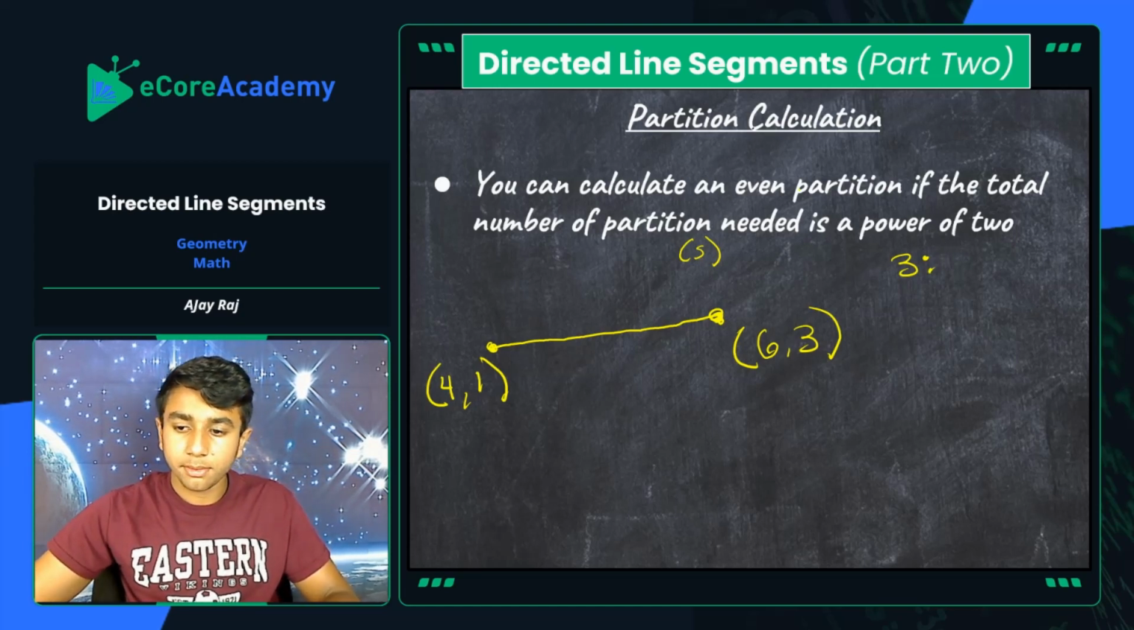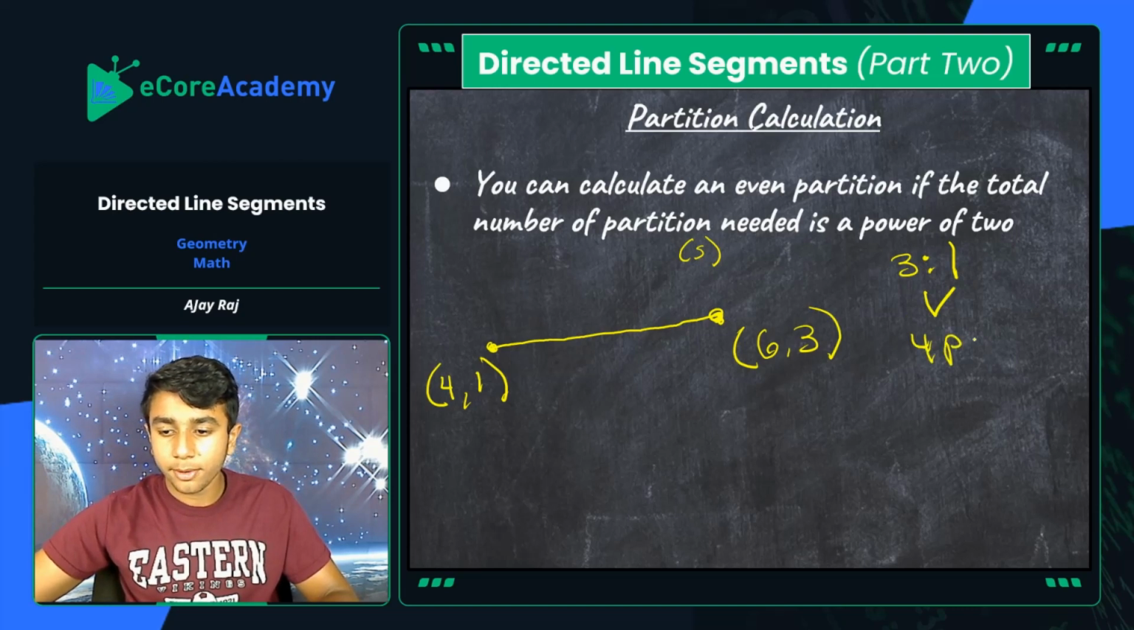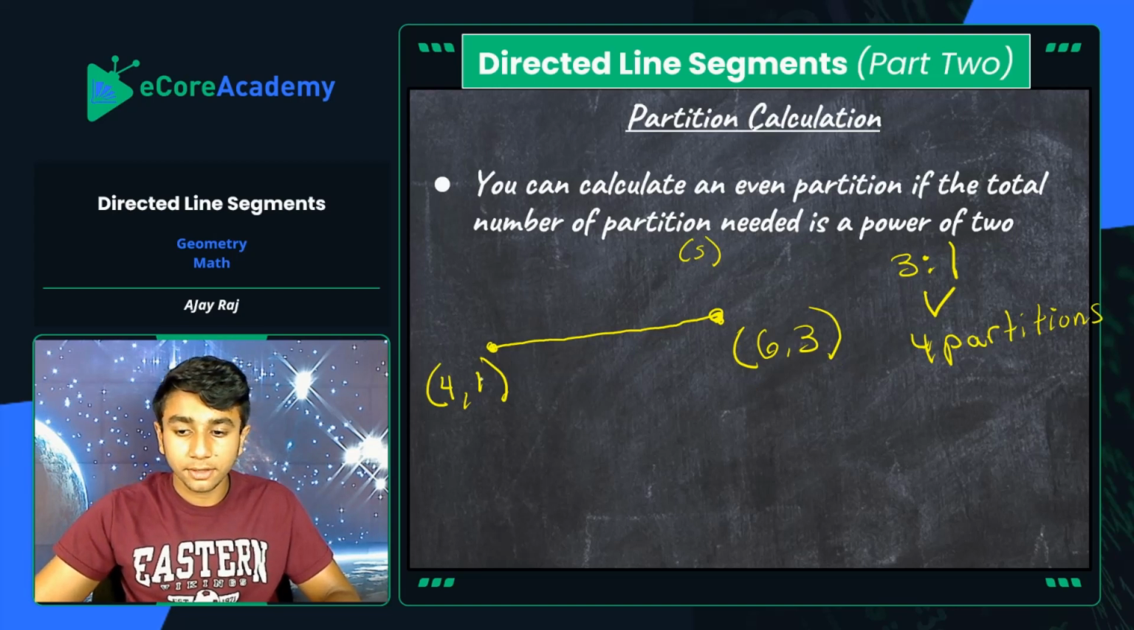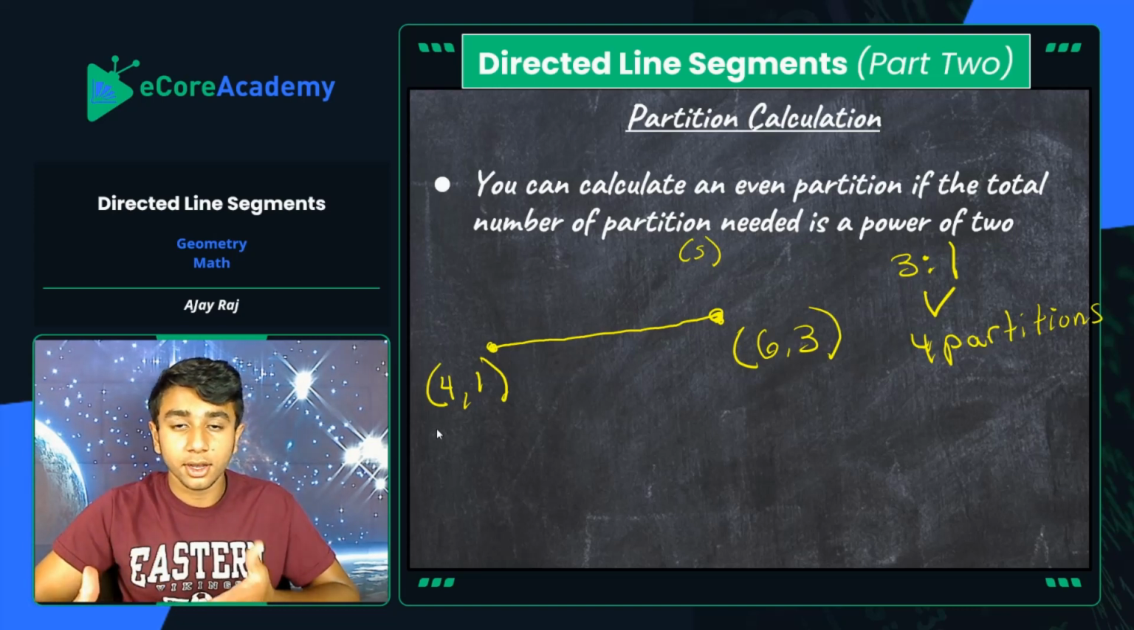Now, if we look at this example, a 3 to 1 partition means that we have to have a total of 4 partitions in our line segment here. 3 of them from left to right will be classified as 3 in this ratio, and then 1 is the remaining side partition. So 4 equivalent partitions are needed. In order to do so, you're going to calculate the midpoint of these 2 given points. And since 4 is a power of 2, we can merely repeat this process for the needed amounts.